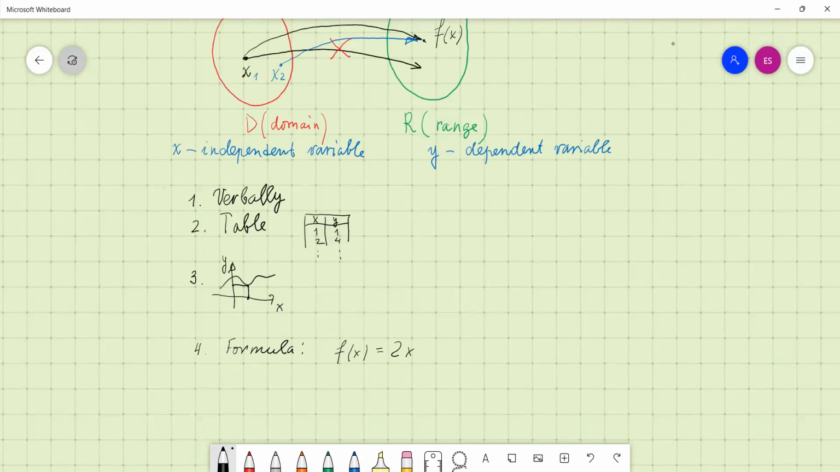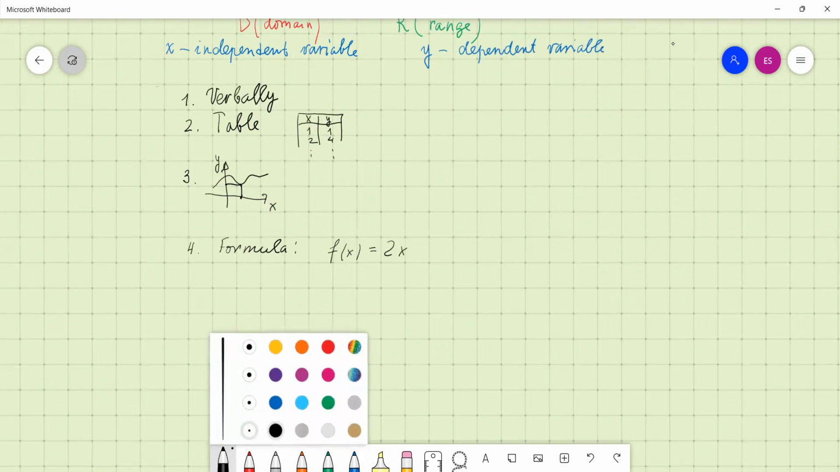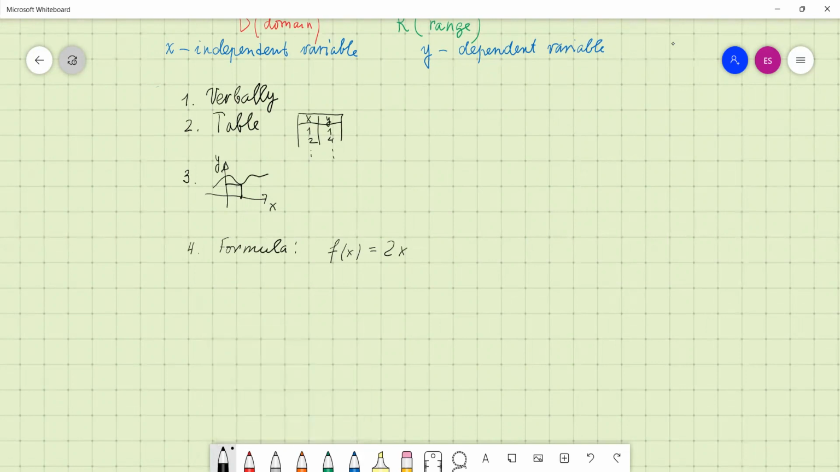I'm going to give you several examples of formulas to define a function, and we are going to try to evaluate functions. I think my pencil is too thin, maybe it's not very visible. We are going to prefer the formula way mostly, but sometimes we are going to use the graph and the table, and sometimes define a function verbally, especially in word problems.